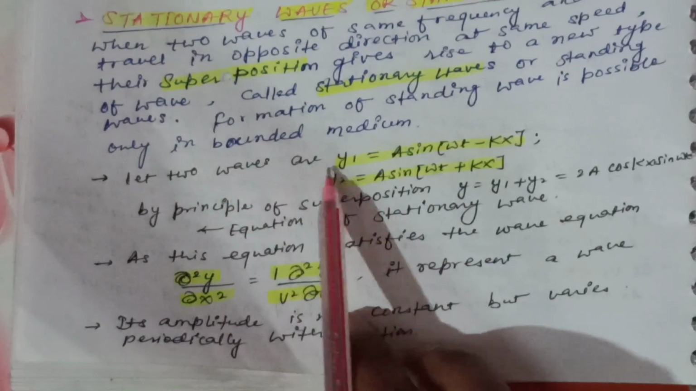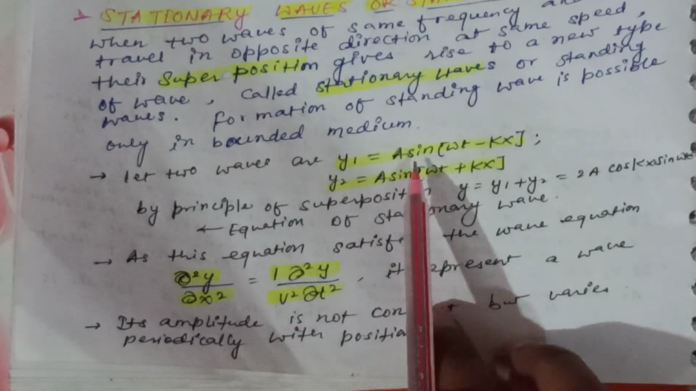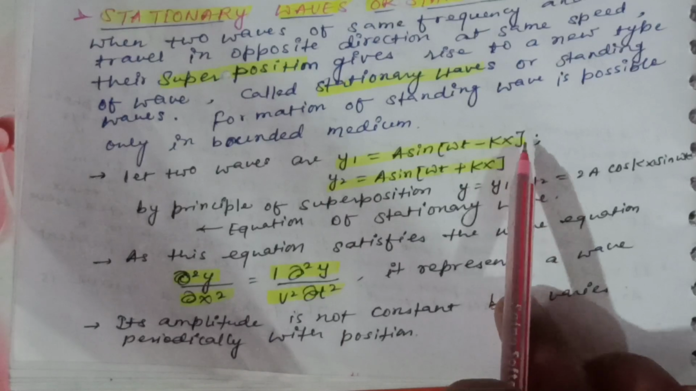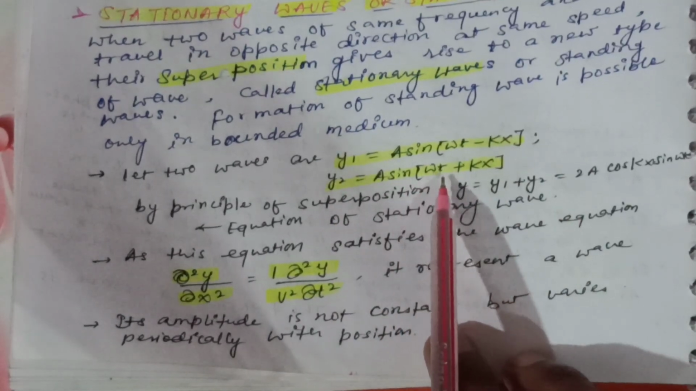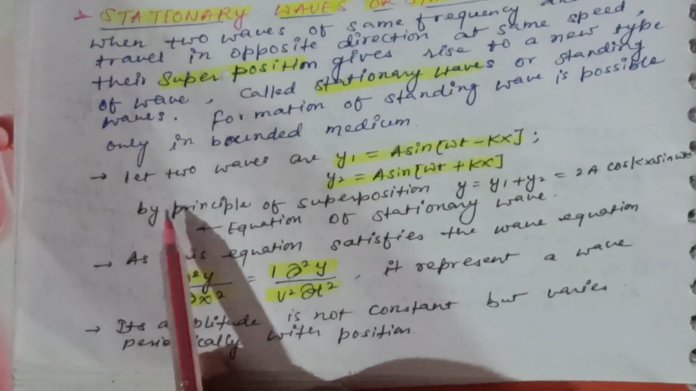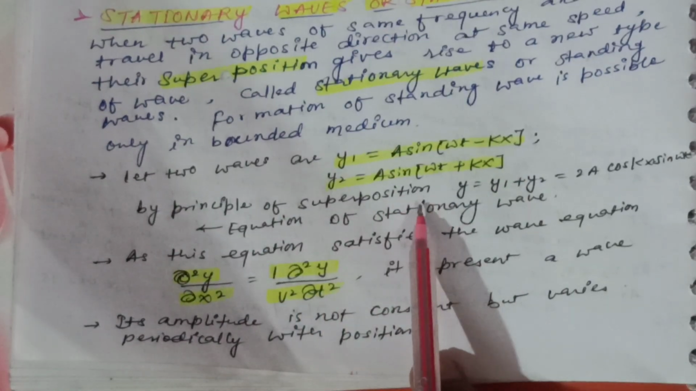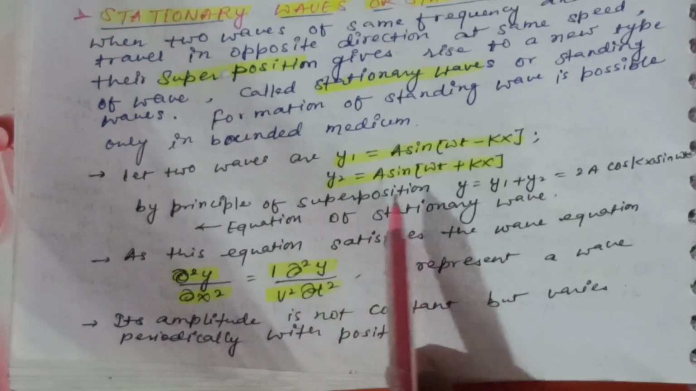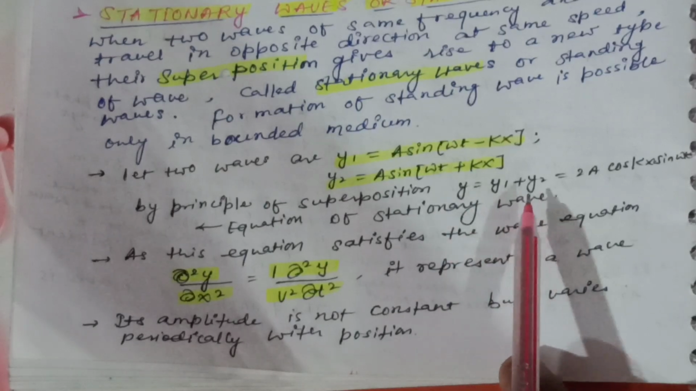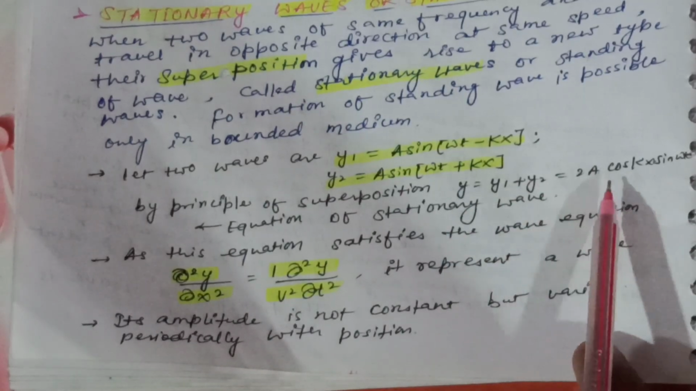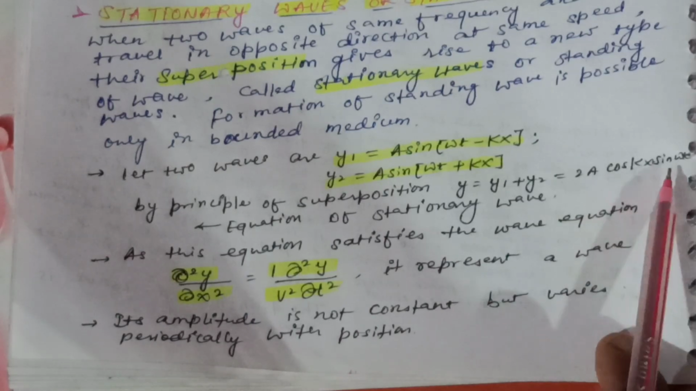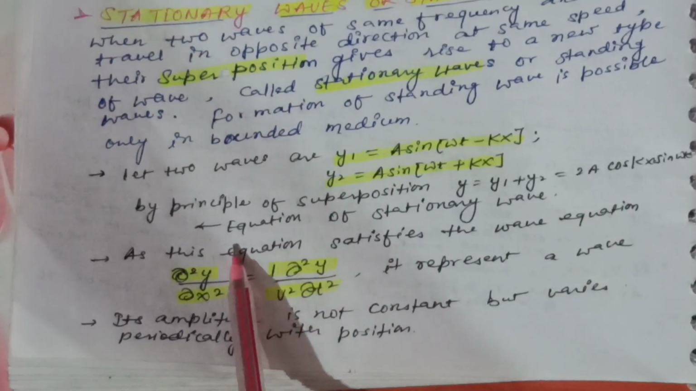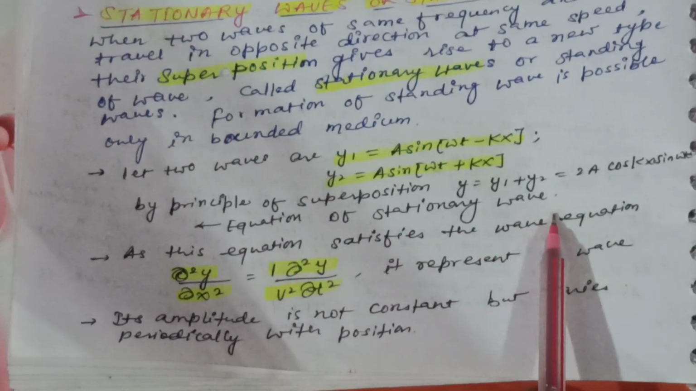Let two waves be y1 is equal to a sin(omega t minus kx), y2 is equal to a sin(omega t plus kx). By the principle of superposition, y is equal to y1 plus y2 is equal to 2a cos kx sin omega t. This is the equation of a stationary wave.